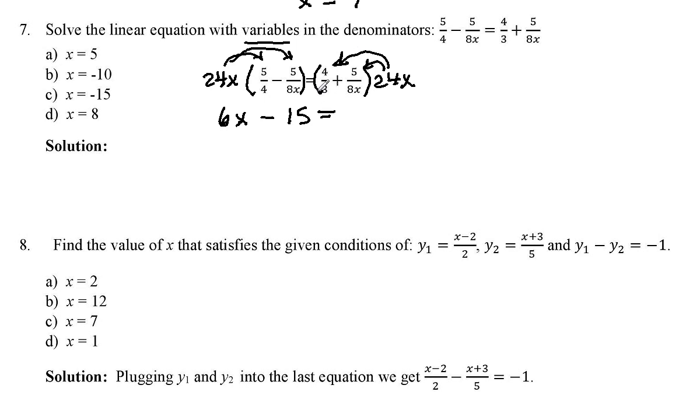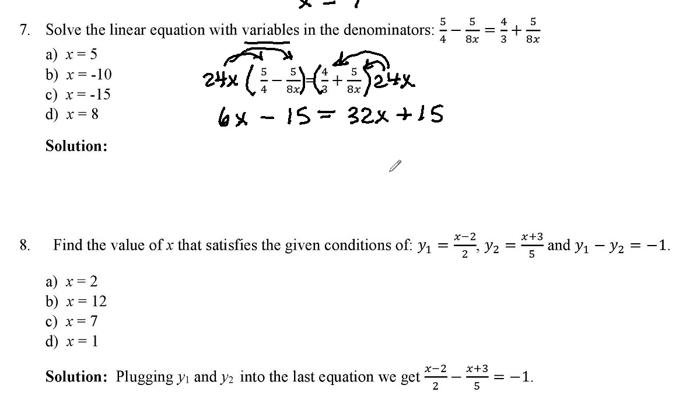24x comes in times the 4/3. The 3 will go into 24 8 times. So that leaves an 8x times 4, 32x. And then 24x times 8x. So the 8x will cancel into 24 and leave a 3 times 5 is 15.